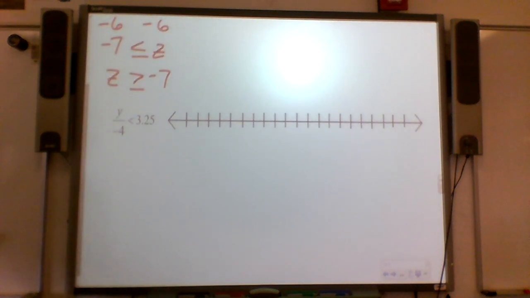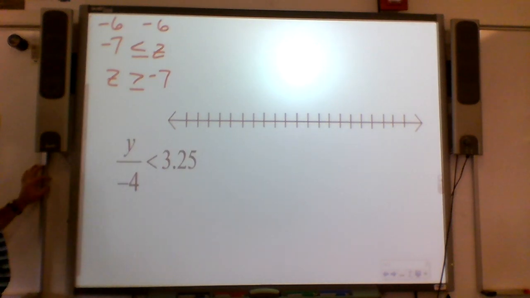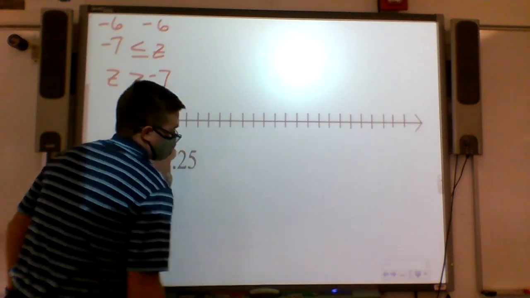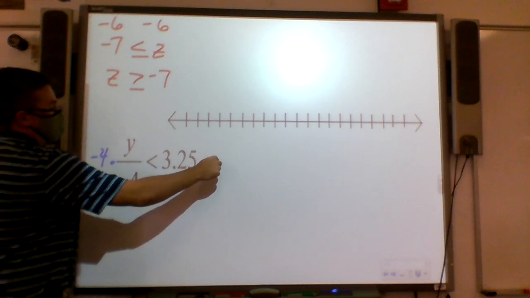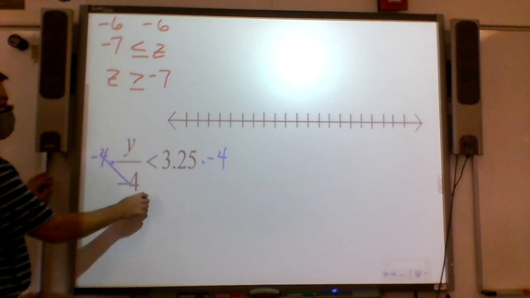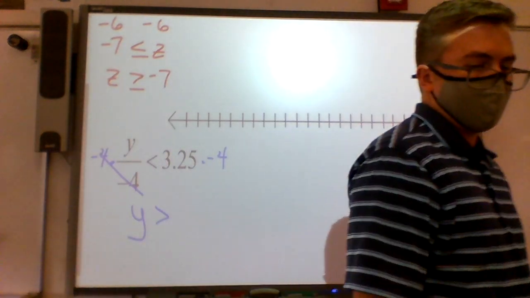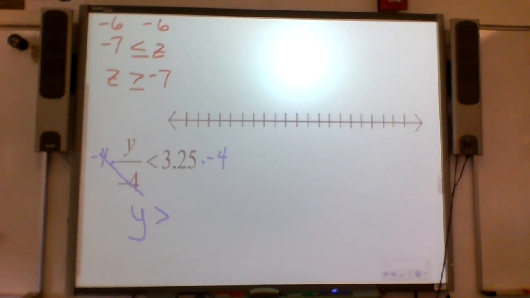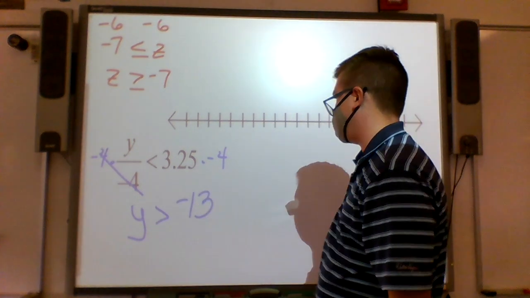Last one down here, we've got y over negative 4 is less than 3.25. So to solve this one, we have to multiply both sides by negative 4. Since we multiply both sides by a negative, we have to flip the inequality. So y is greater than 3.25 times negative 4, which is negative 13. So y is greater than negative 13.